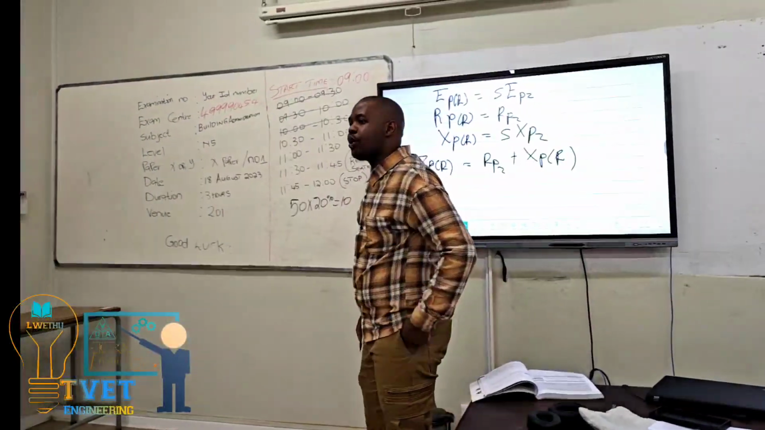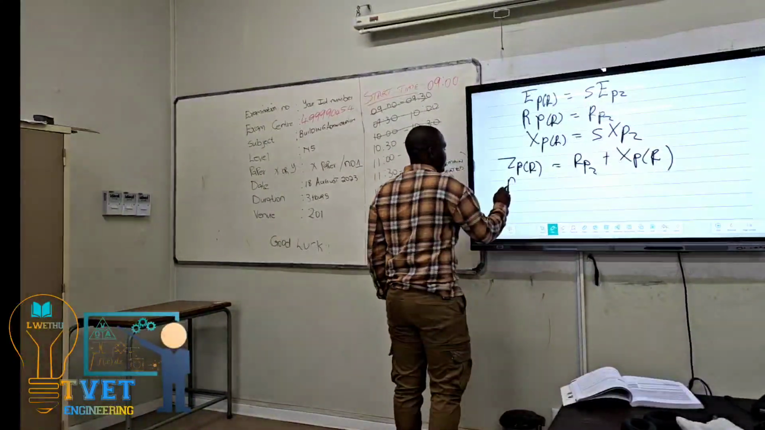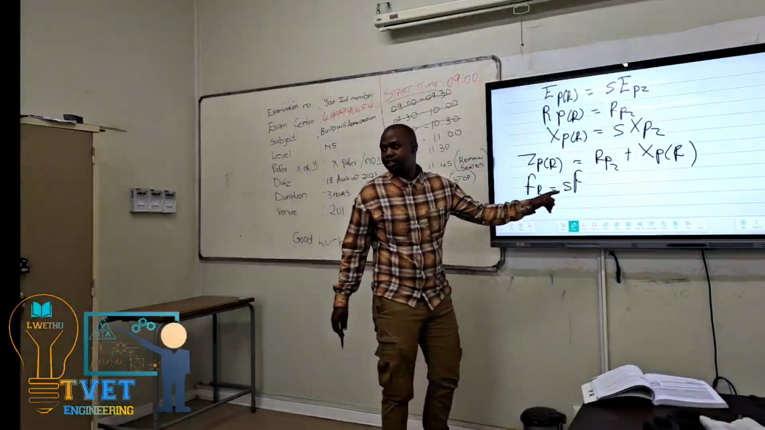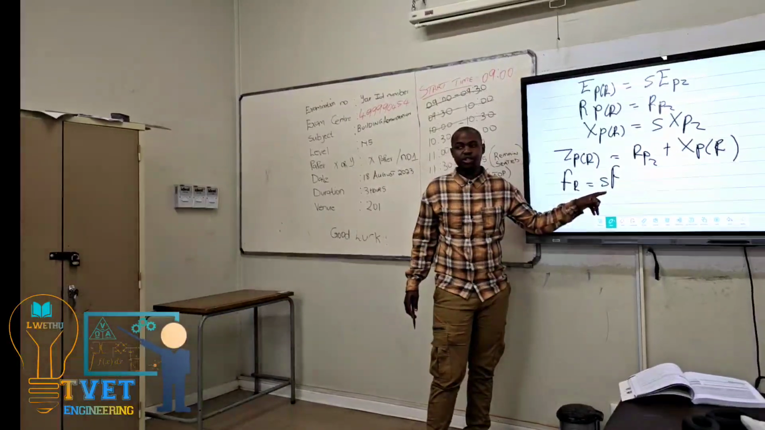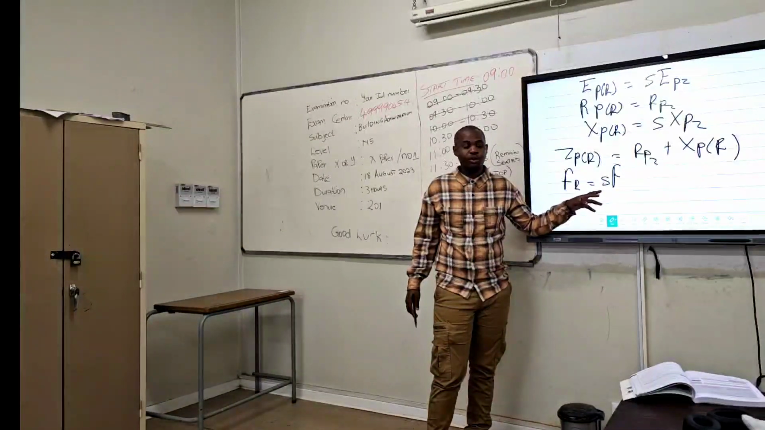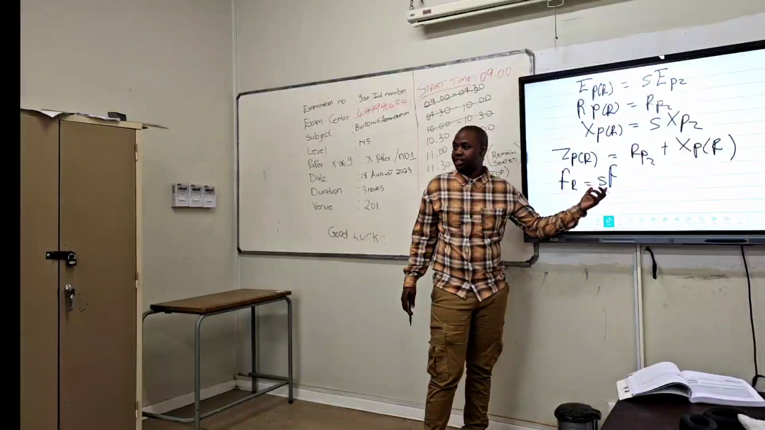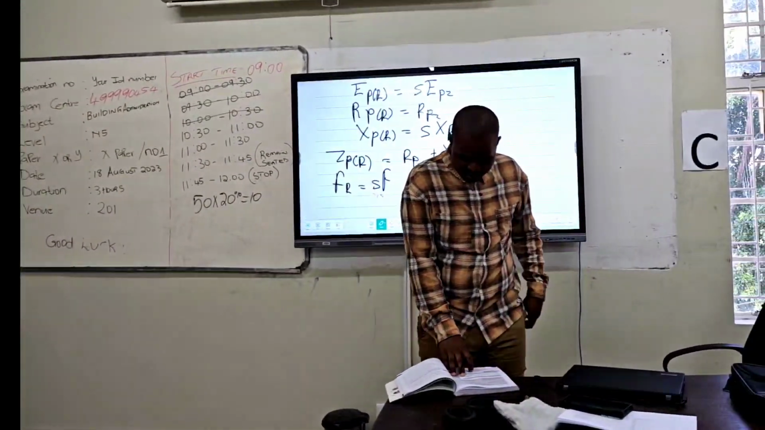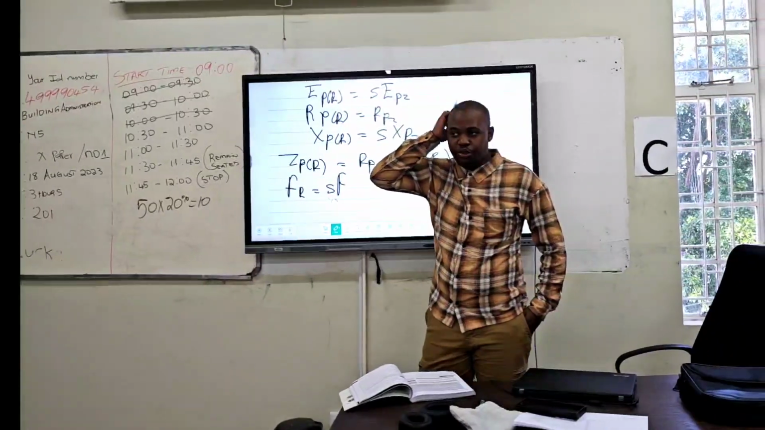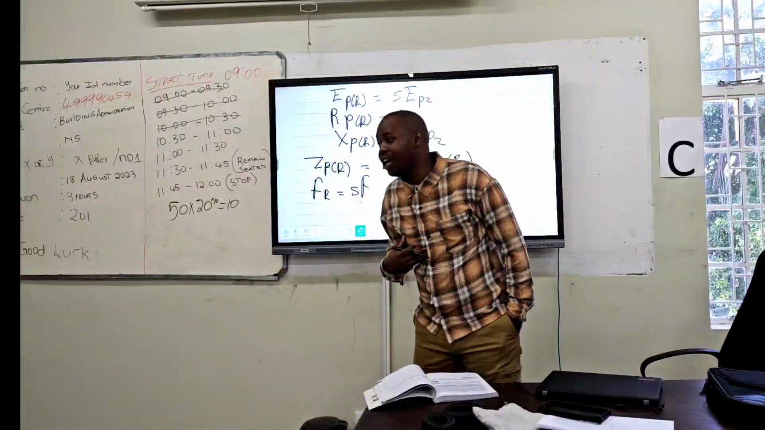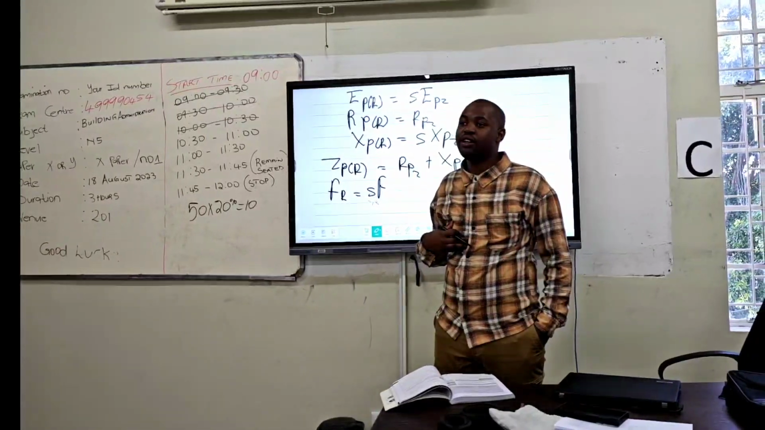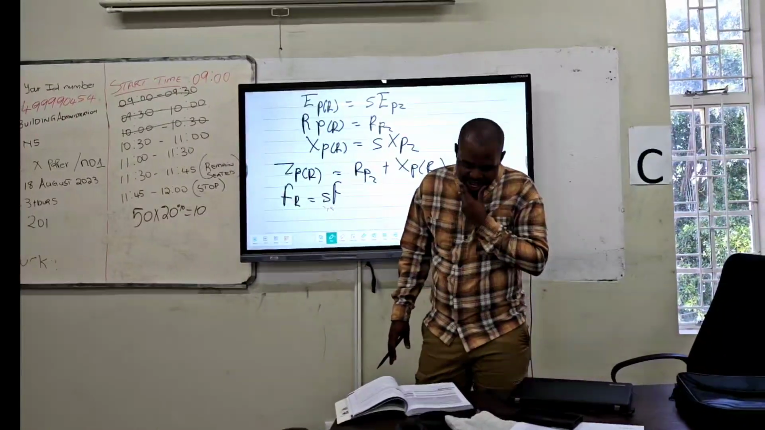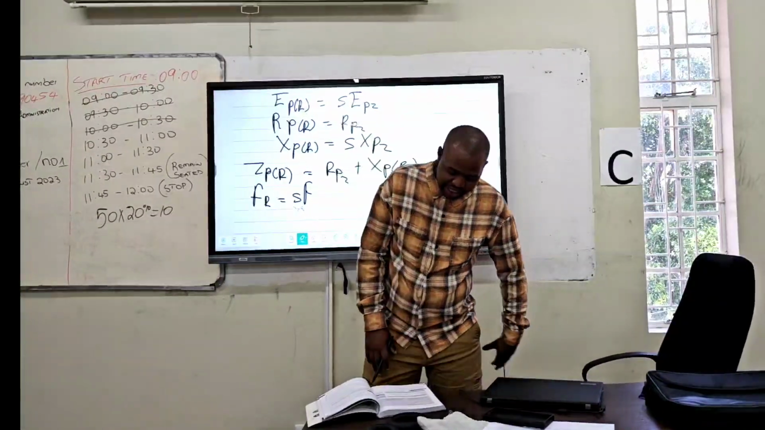Then the rotor frequency is s multiplied by the supply frequency. You multiply the slip by the supply frequency in order to get the rotor frequency, which is the frequency of the rotor current. And now I need a shorter symbol again.